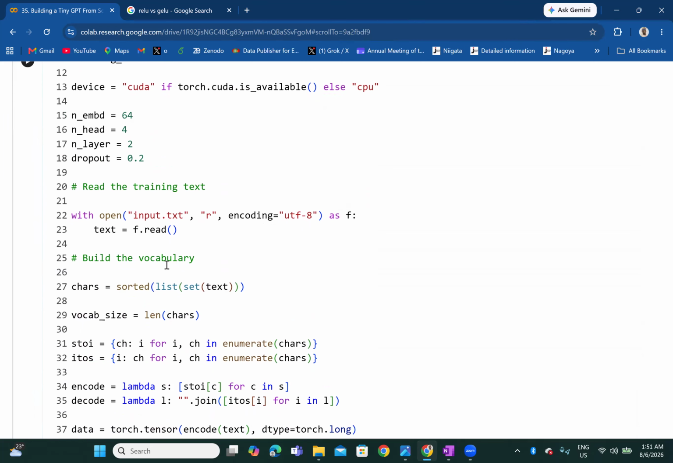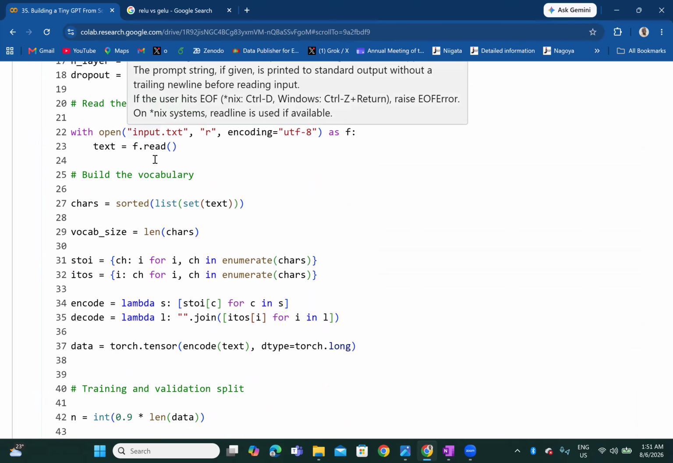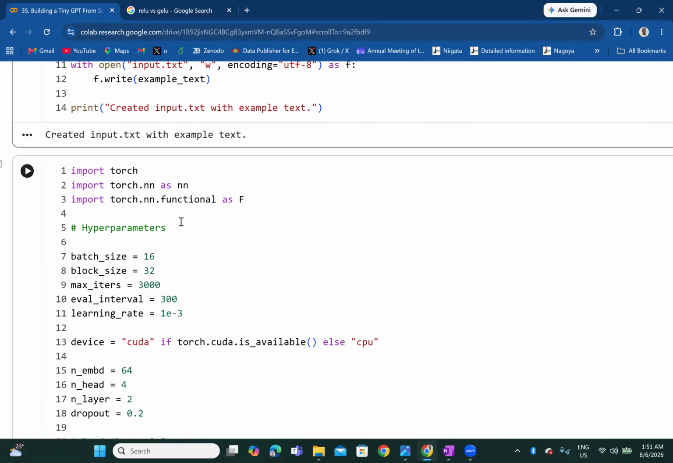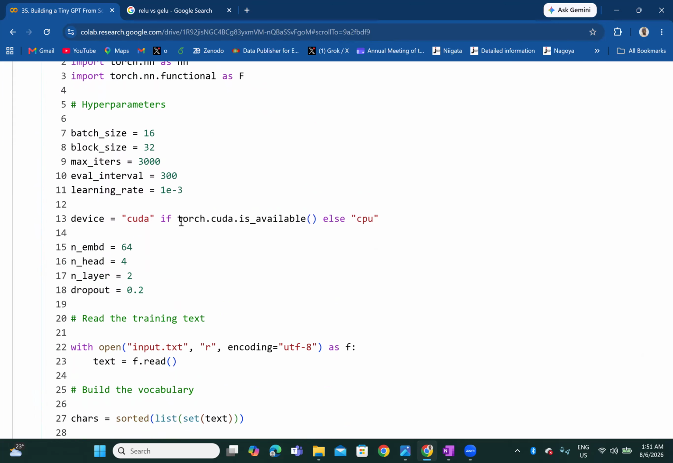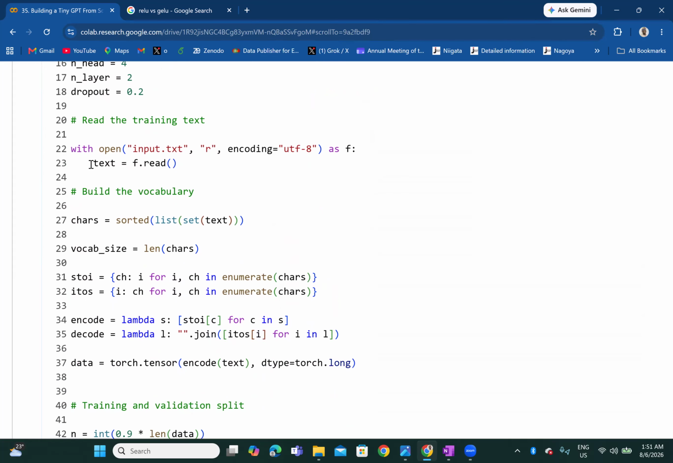Now we read the training text. With open, in this next line, line 223, we want to read the text that we had created up here, that thing looking like poetry. To open that, we say with open input text, R, encoding UTF-8 as f, then text is f.read. So these are the two lines to read that document. Then we can build the vocabulary.